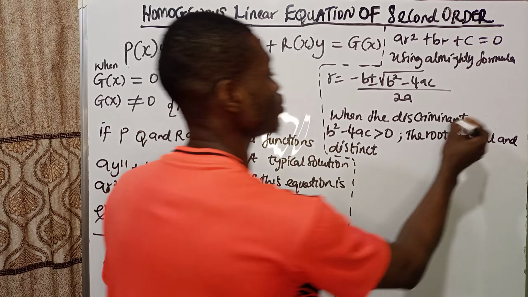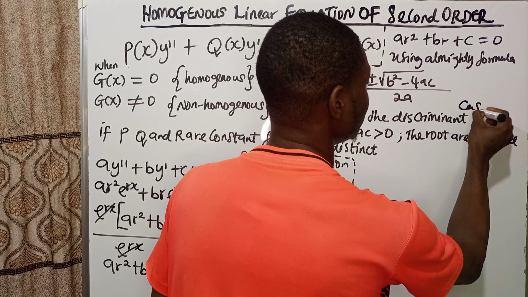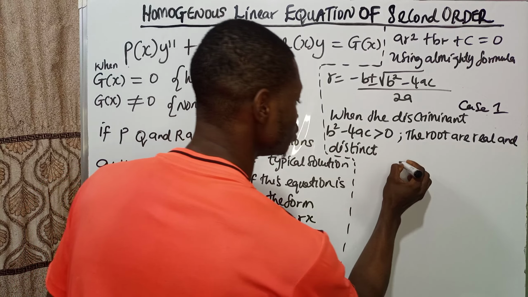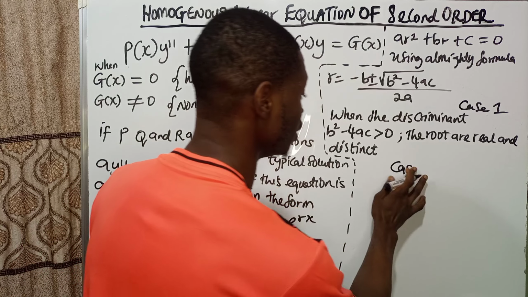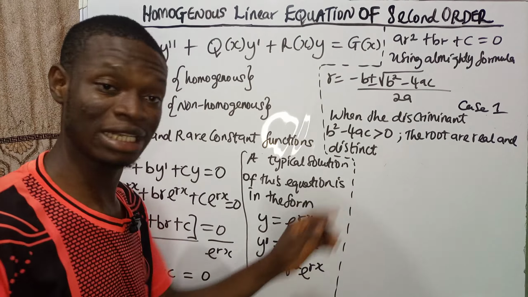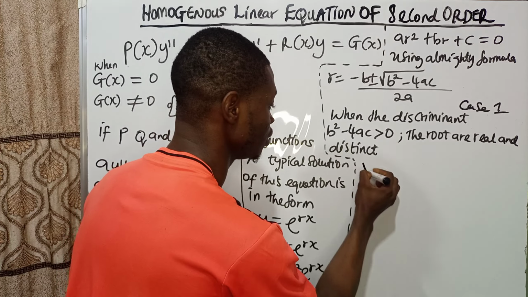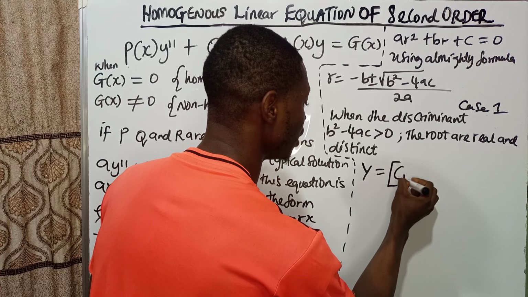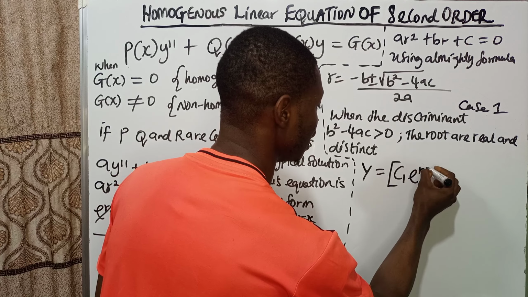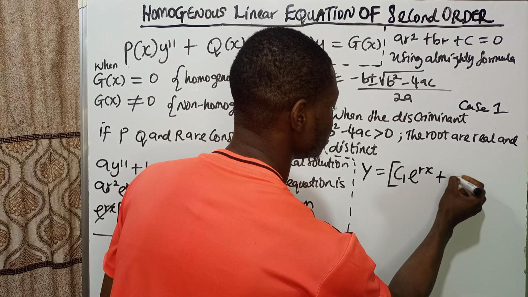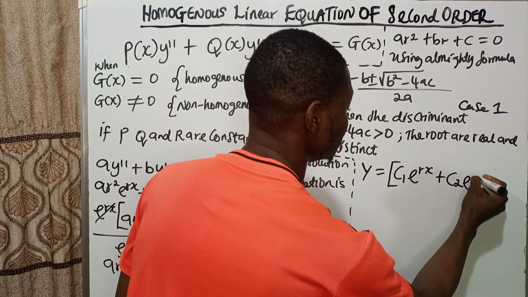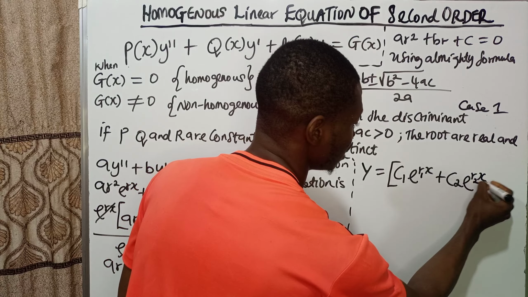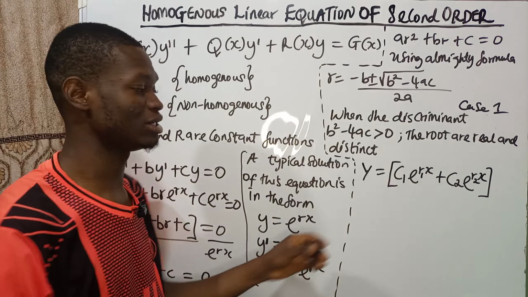So this is case 1. Now case 2. Okay, now our general solution for case 1 will be y equals c1 exponential r1x plus c2 exponential r2x. So this one will be r1 and r2. So this is our general solution.